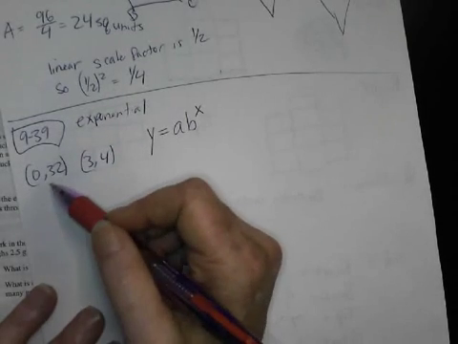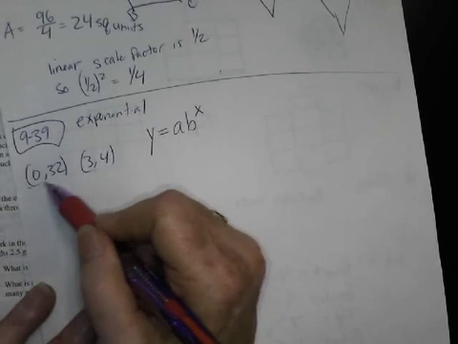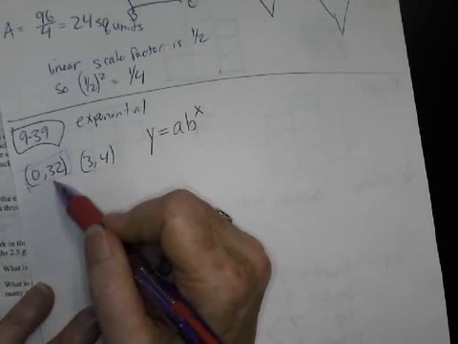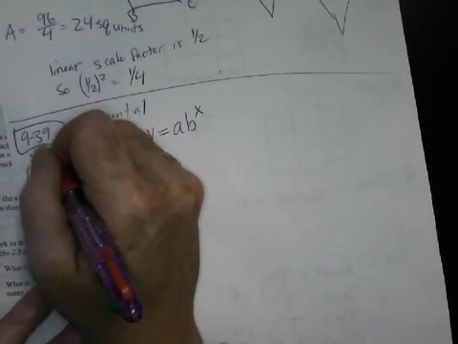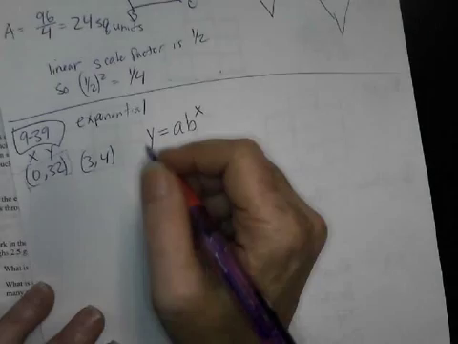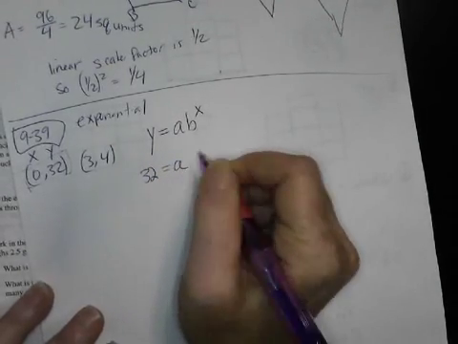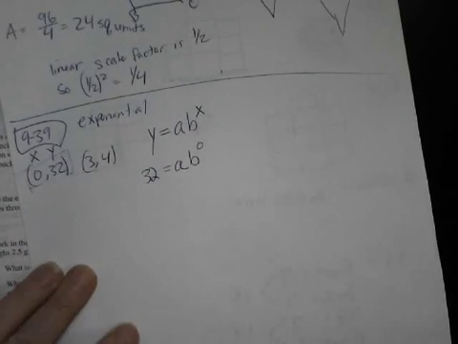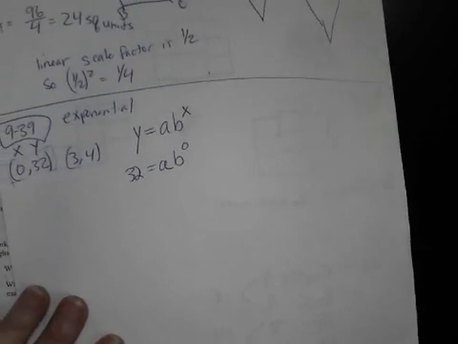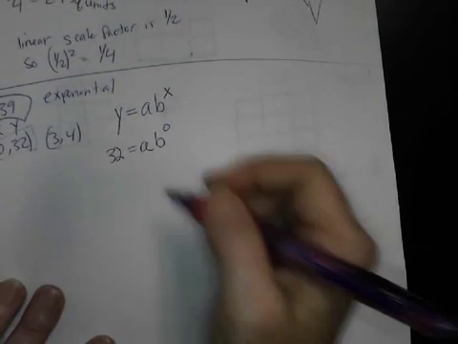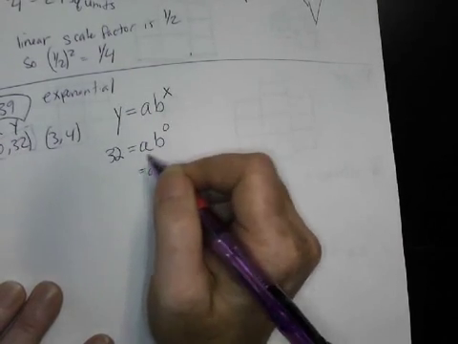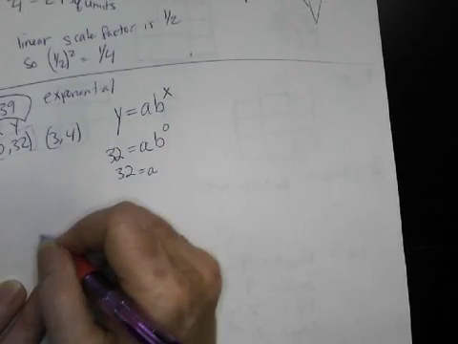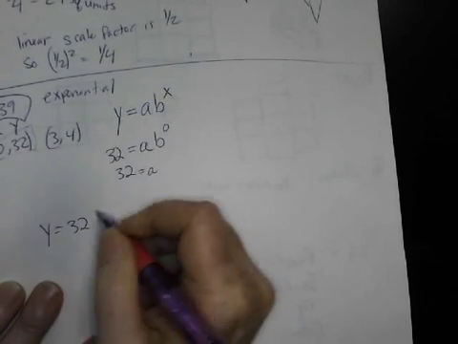So let's plug in some numbers. I would plug in this one because it has the 0 in it, and that's going to make things go nicely for us. So if this is x and this is y, plug in the 32 for y: 32 equals a times b to the x, where x is 0, right? Well, what's b to the 0 equal? 1. So that actually solved for a, didn't it? So now we know what a is. It's 32. So now we can say y equals 32 times b to the x.